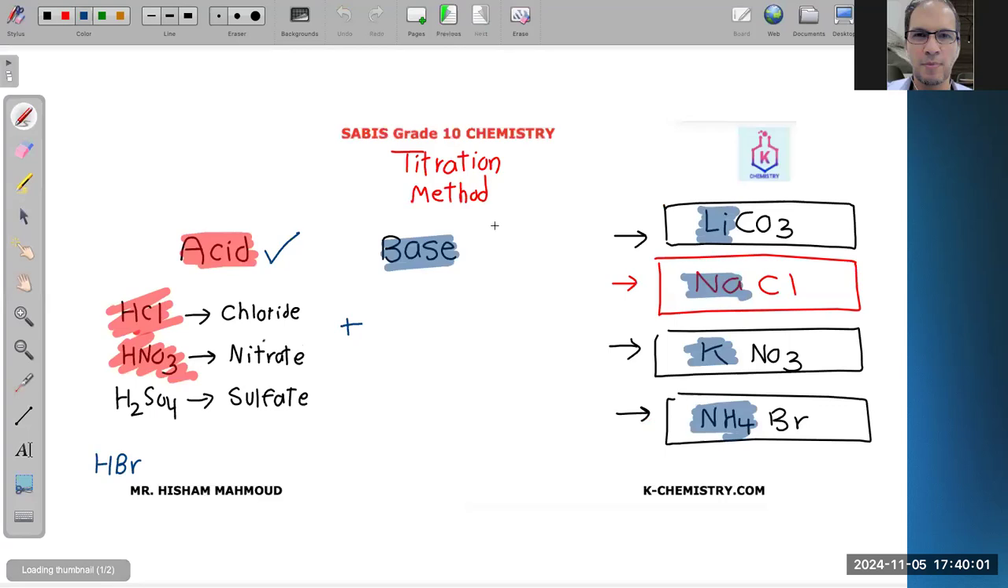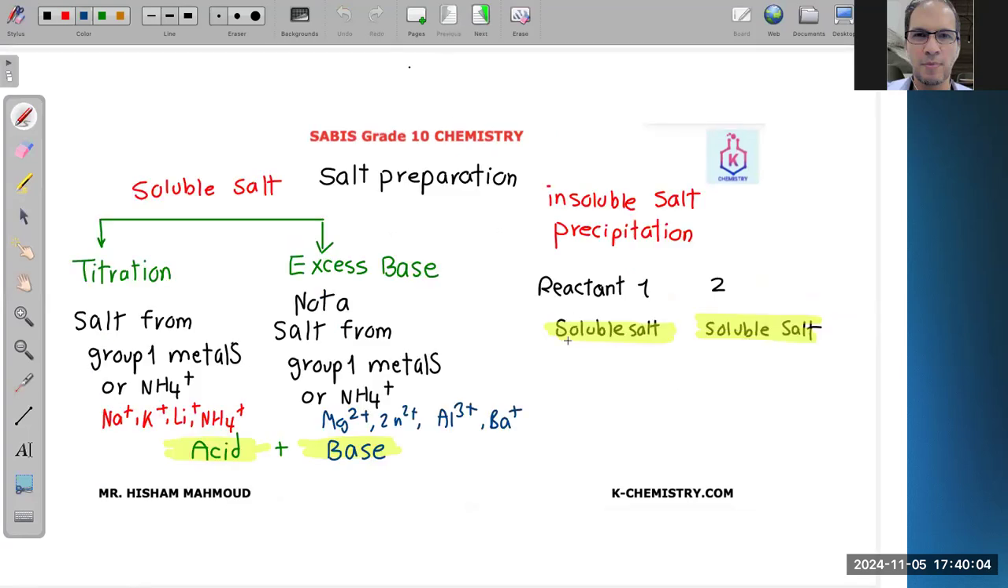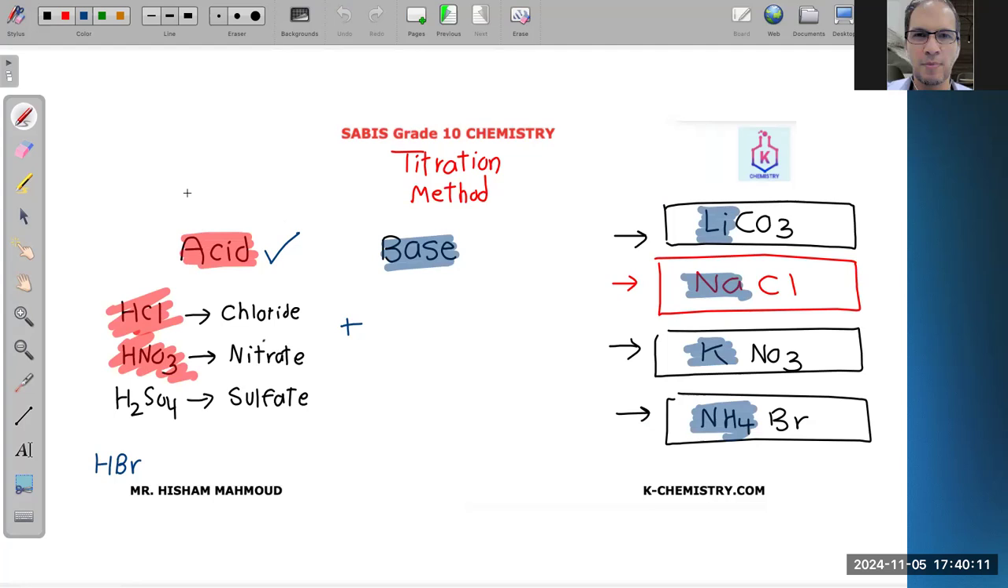What is the titration method? Do you remember we said last time this is made by soluble salt and soluble salt, but this is made by acid and base. So this is my salt. Let's give examples which are a little bit more related: lithium sulfate, sodium chloride, potassium nitrate, ammonium nitrate. All these are prepared by titration. Why are they prepared by titration?